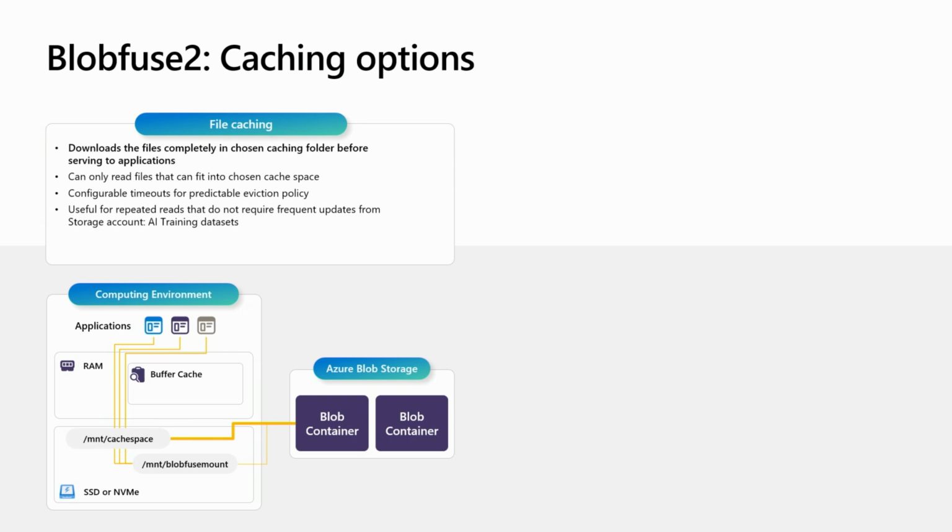And we have two kinds of caching. We have the traditional file caching. We'll get the whole file if the cache is large enough, and you can configure the cache. Some of our GPU VMs have up to 30 terabytes of local NVMe, so you can get a pretty large cache going for your training data sets and things like that.